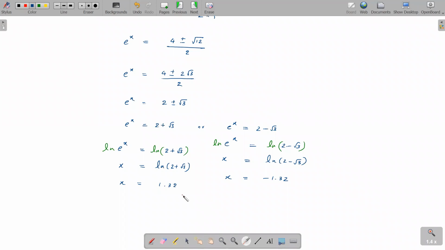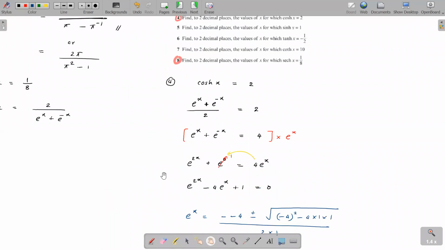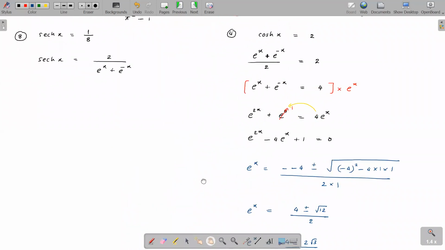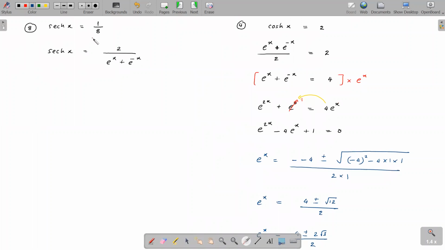Both the answers are valid here, and they ask you to give the answers correct to 2 decimal places, right, guys? So you can type it in the calculator and get the answers 1.32 and minus 1.32 correct to 2 decimal places. All right, guys. Okay, so next I'll move to question number 8. They say find, to 2 decimal places, the values of x for which sech x is equal to 1 over 8. Okay, so let's move on to that. sech x is equal to 1 over 8, and we know sech x is 2 over e^x plus e^(-x). Okay, so this is our definition of sech x.